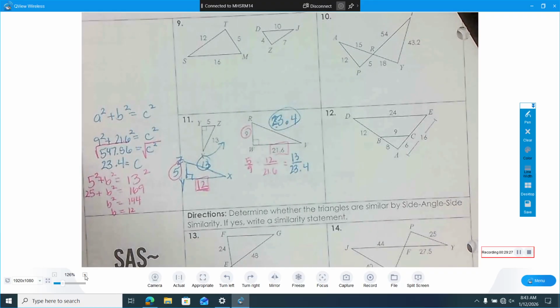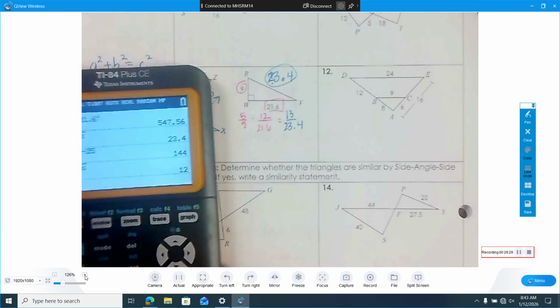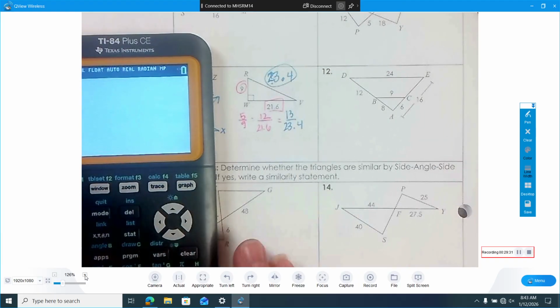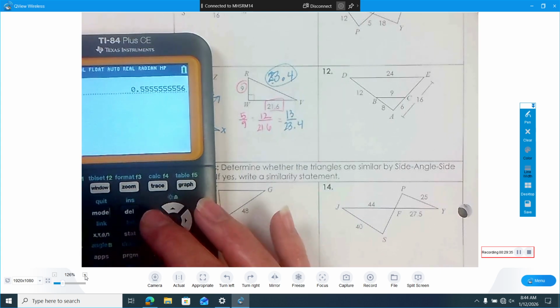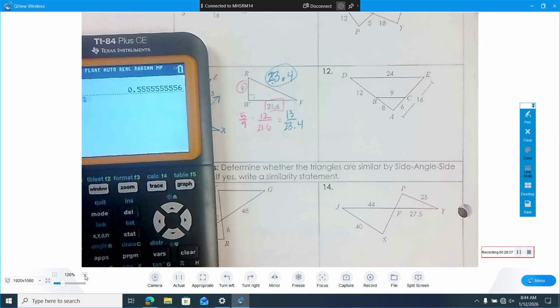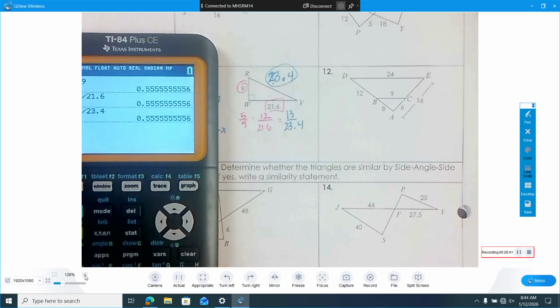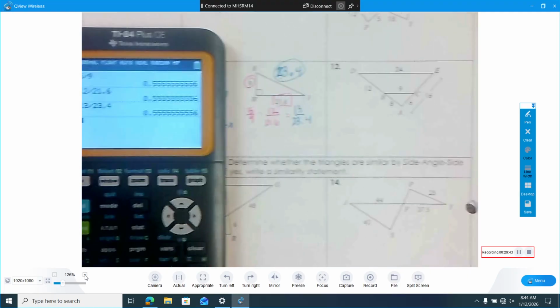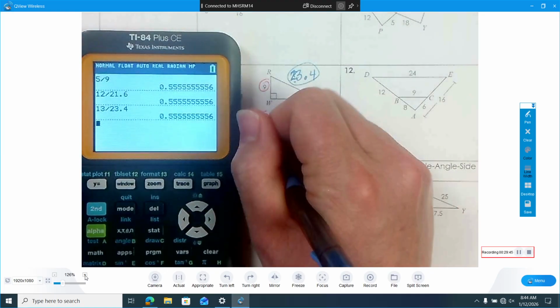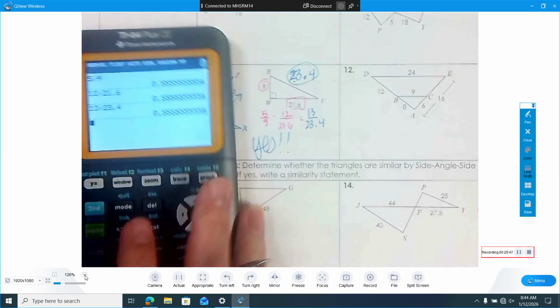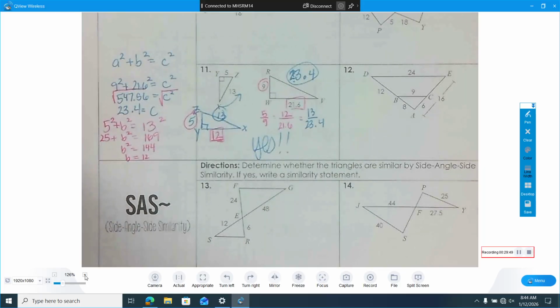And again, I have to know, are they all the same ratio? Because they sure look weird, don't they? 5 over 9, 12 over 21.6, and 13 over 23.4. Are they all the same? Yeah, they sure are. So yes, they are similar by side, side, side similarity.